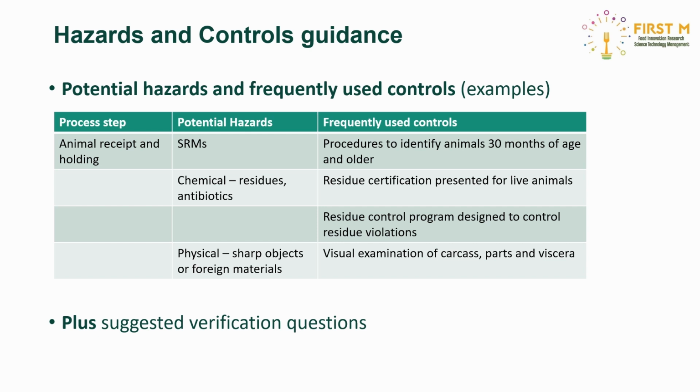And then here are some frequently used controls. Now, for chemicals, they've listed here residue certification is presented for live animals. Well, I guess that might be what comes in the NVD. Or residue control programs is designed to control the residue. Now, what comes out of the National Residue Survey that gives us confidence about whether this is a hazard likely to occur or not? So these are the things we have to think about.